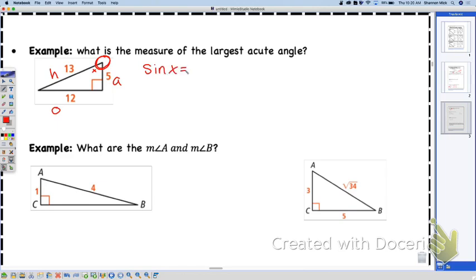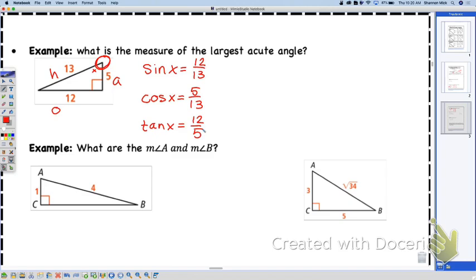Okay, so sine of x equals, well, sine of x would be what? Opposite over hypotenuse, so it'd be 12 over 13. We still don't know the angle yet, do we? No. But we have that. The cosine of x would be 5 over 13. And the tangent of x would be, wait, no, 12 over 5. So in this case, I could use any of the 3, correct?